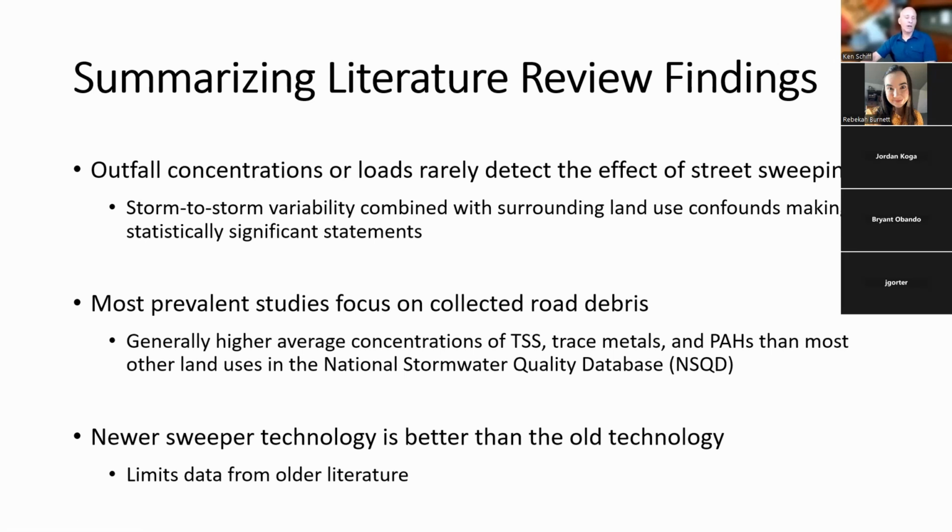And that's for all the reasons, for those of you that do wet weather know the challenges, that there's a lot of storm to storm variability. So that makes it challenging to detect differences. And the other thing is there's a lot of surrounding land use, right? You get an outfall and it's never just a street, right? It's got all the surrounding land use as well. And so that might dilute the signal associated with the street sweeping. So a lot of noise prevents some statistical determinations.